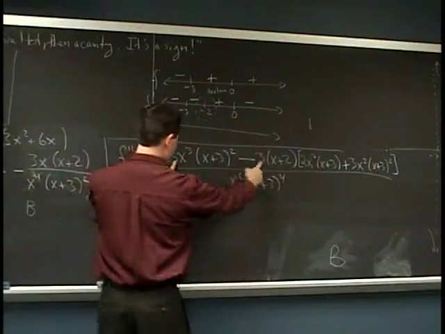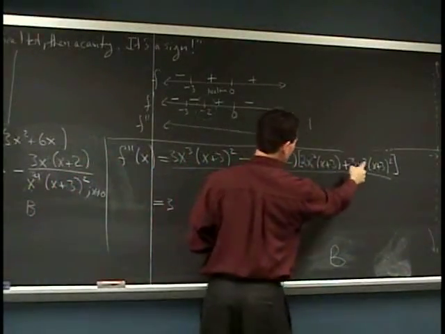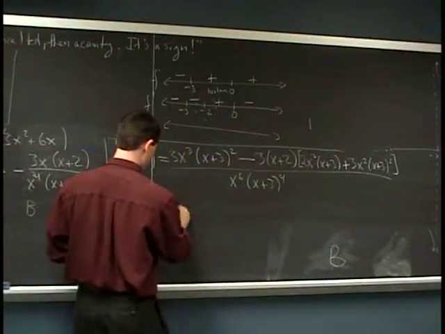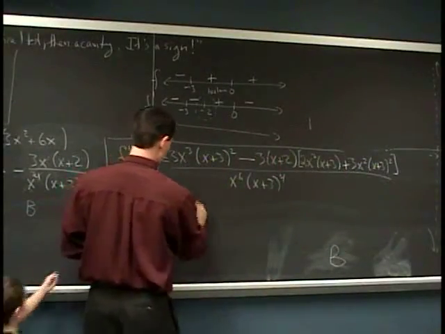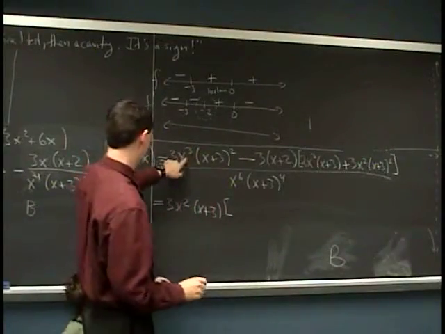And there's a 3. So 3, and then there's an x cubed, and an x cubed and x squared. Okay, so I can pull out an x squared and an x plus 3. And then I'm left with an x.